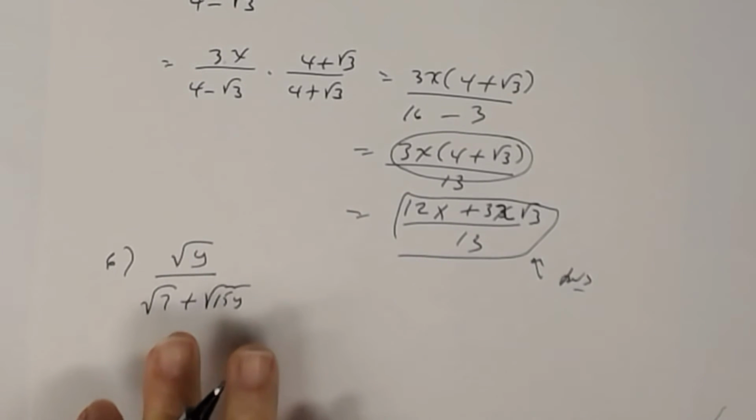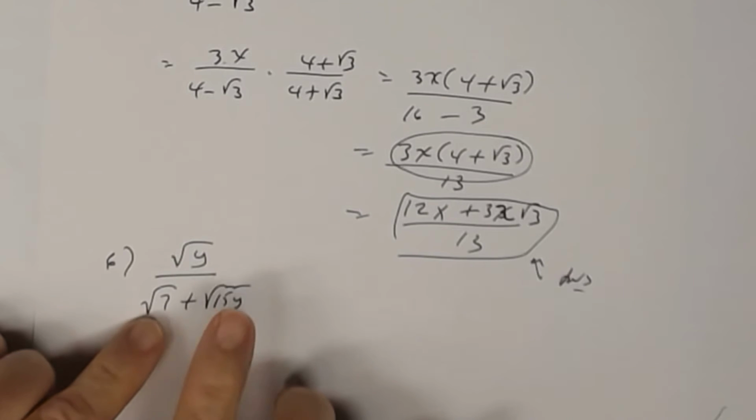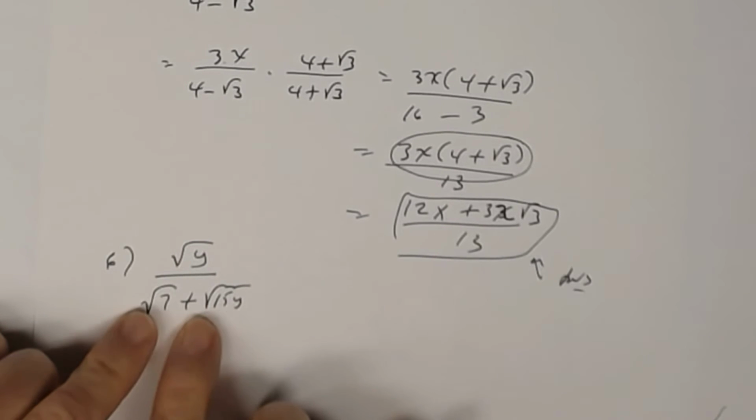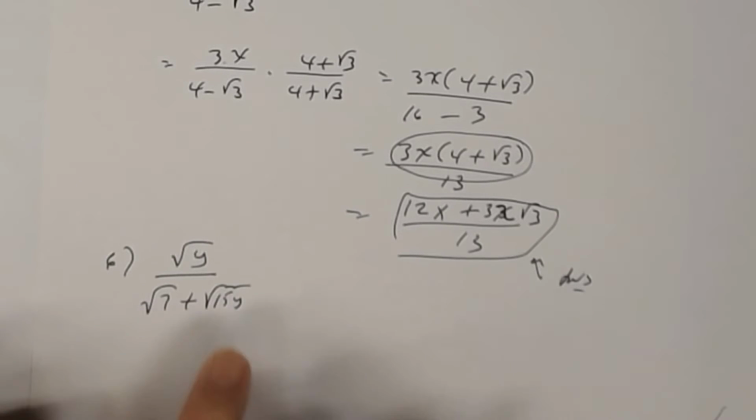All right, now this looks more complicated, right? Okay, so you can handle this. You have square roots in the denominator. You want to get rid of those square roots. It's two terms, so you use a conjugate.